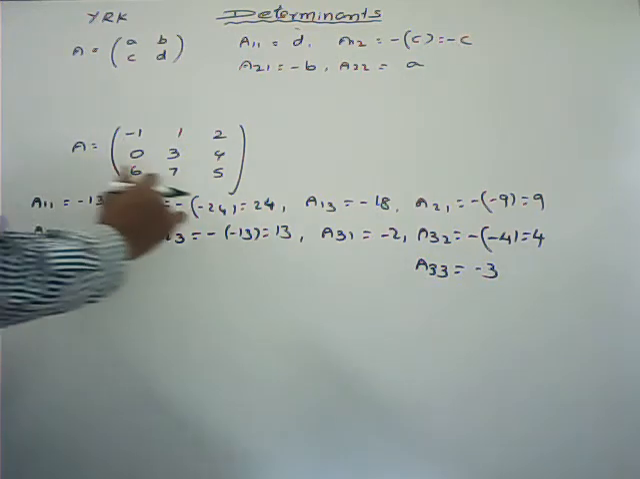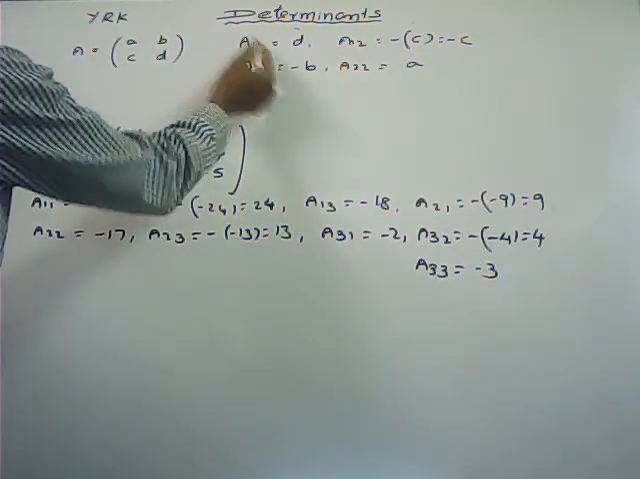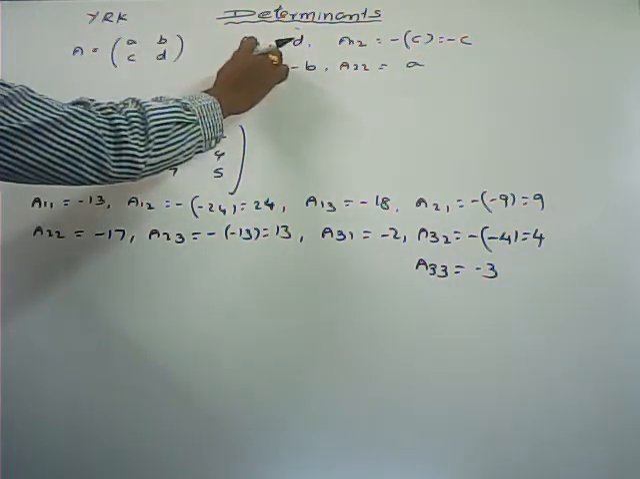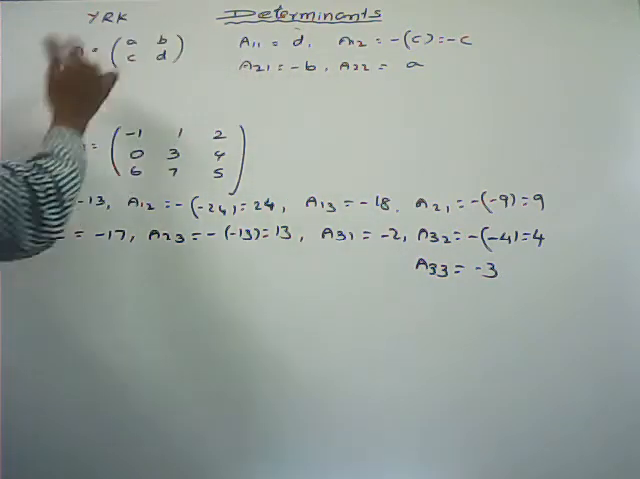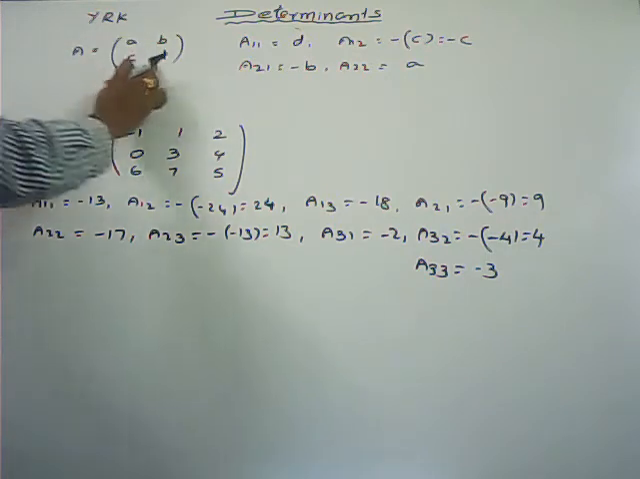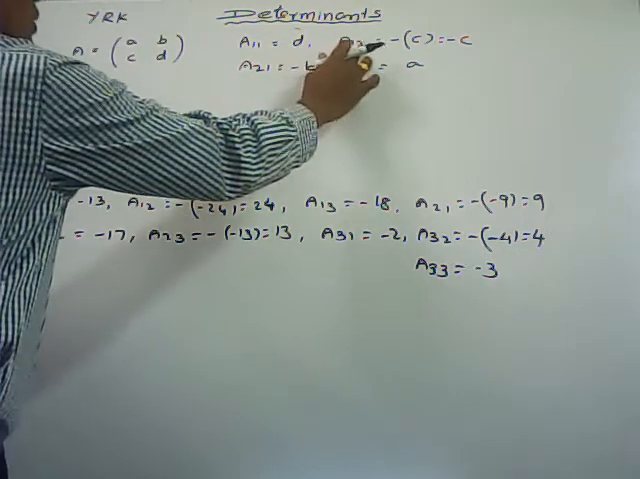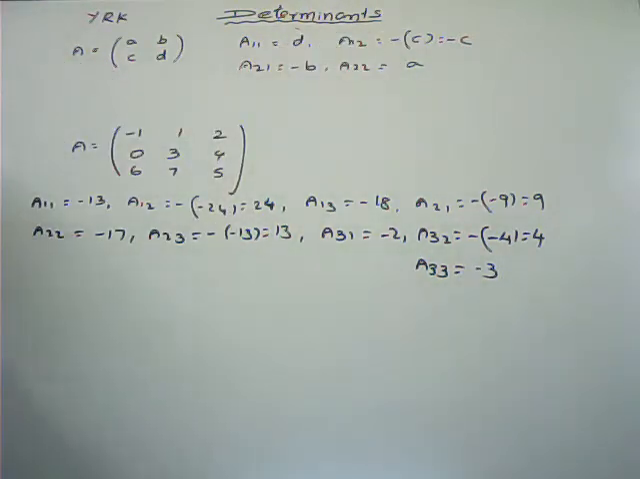How to get the Mij? We have to remove the first row and first column. This is the first row first column element. So (-1)^(1+1), we get a plus. And M11, what is M11? Remove the first row and first column, and we get d. Like that, for the odd position, we get a minus, which should be multiplied by the minor. So we get minus c.